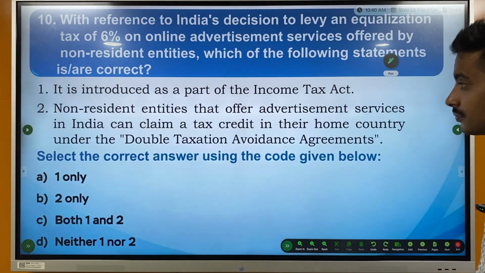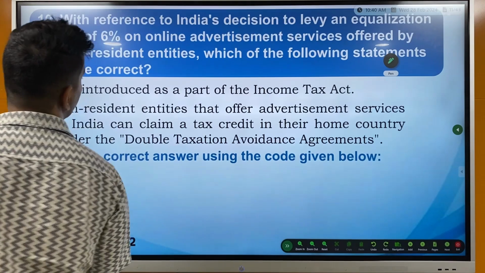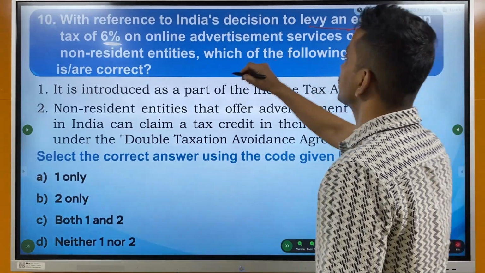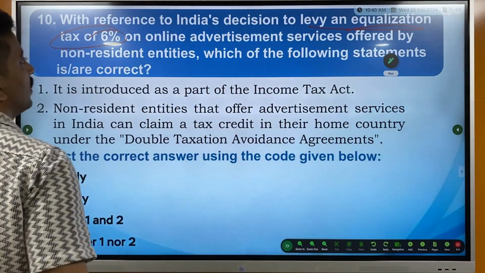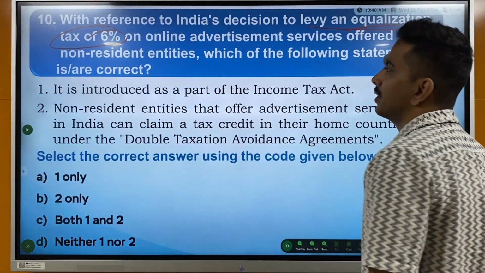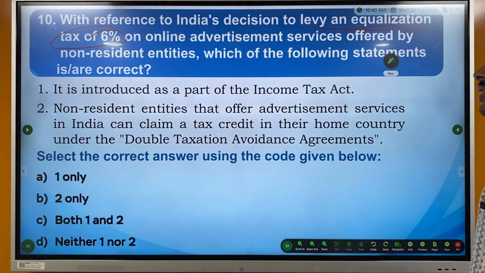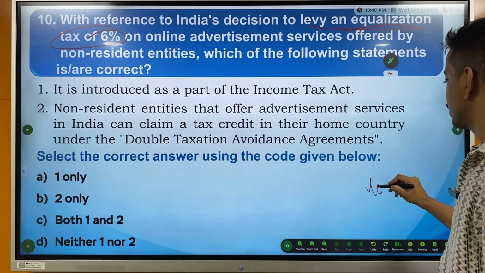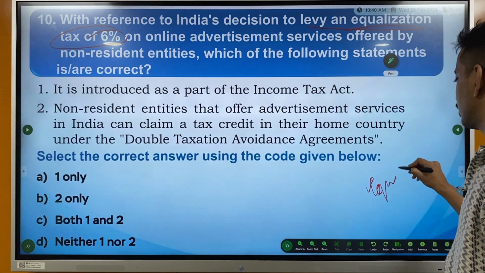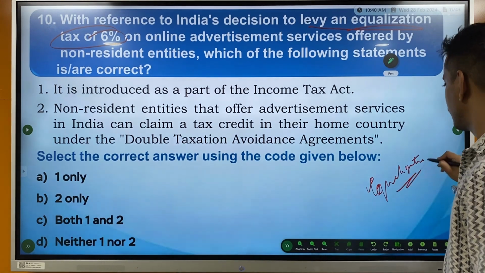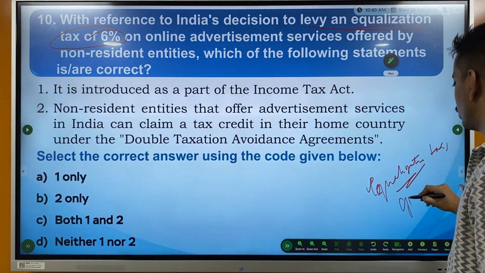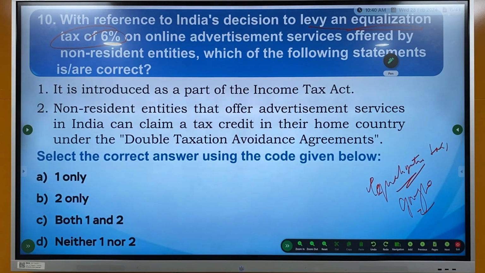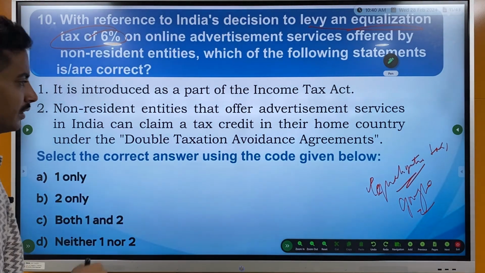Last question. With reference to India's decision to levy an equalization tax of 6% on online advertisement services offered by non-resident entities, which of the following statements is correct? Please have a look at this equalization tax. What is it and why is it? Recently there was news on Google also that the government was planning to put this equalization tax. So please do have a look at this.